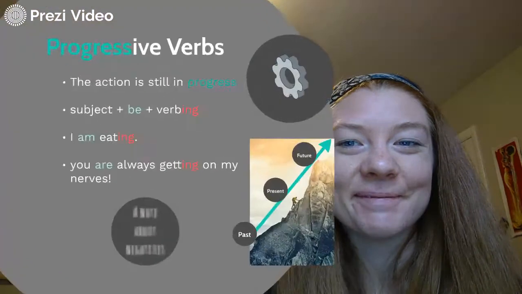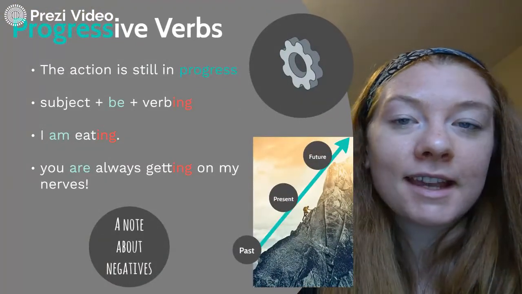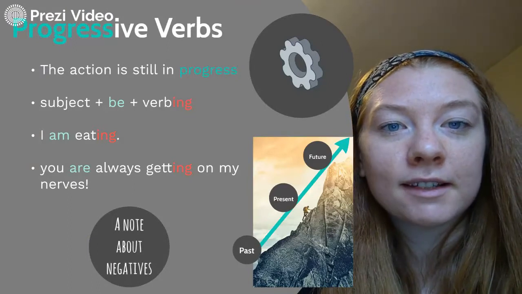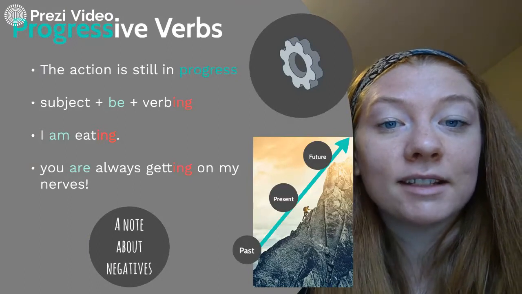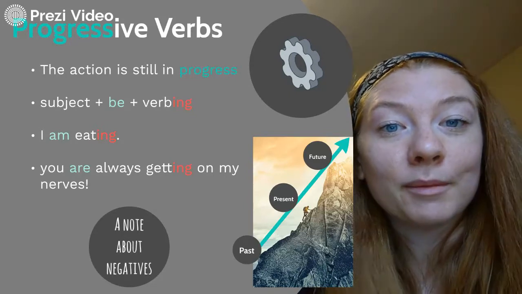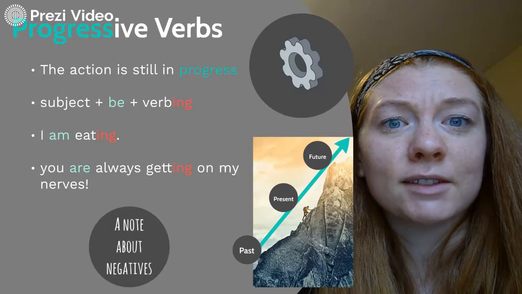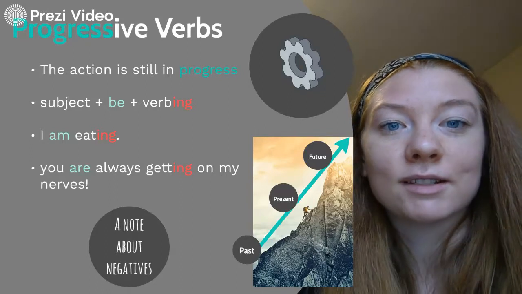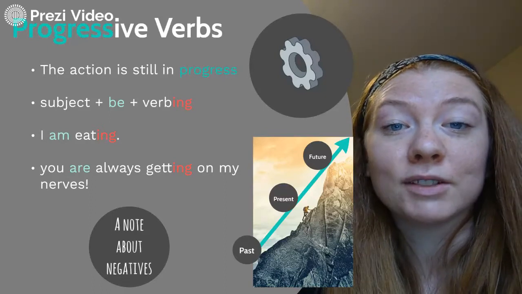Let's get started. So progressive verbs happen when an action is still in progress. It's constructed when you take a subject, the verb to be, and the verb with an ing at the end. So remember, you have to conjugate a verb that's related to a subject. That just means change the verb to match the subject it's with. So that word be is going to be conjugated.